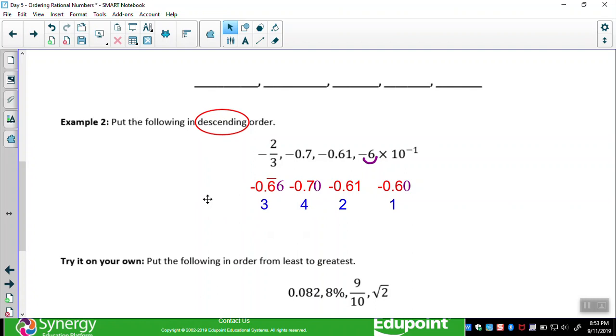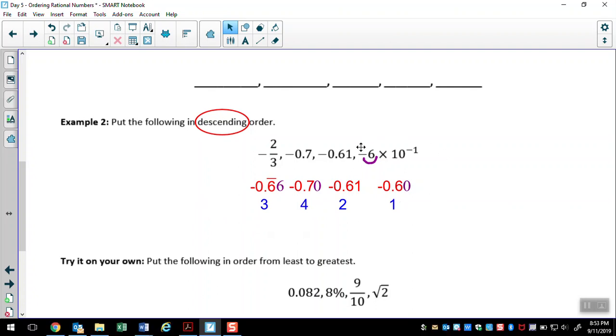So let's put them all in order. The biggest ended up being negative 6 times 10 to the negative first power. That's my first one. Right. Second was the negative 0.61. Number 3 was negative 2/3. And then number 4 was the negative 0.7.